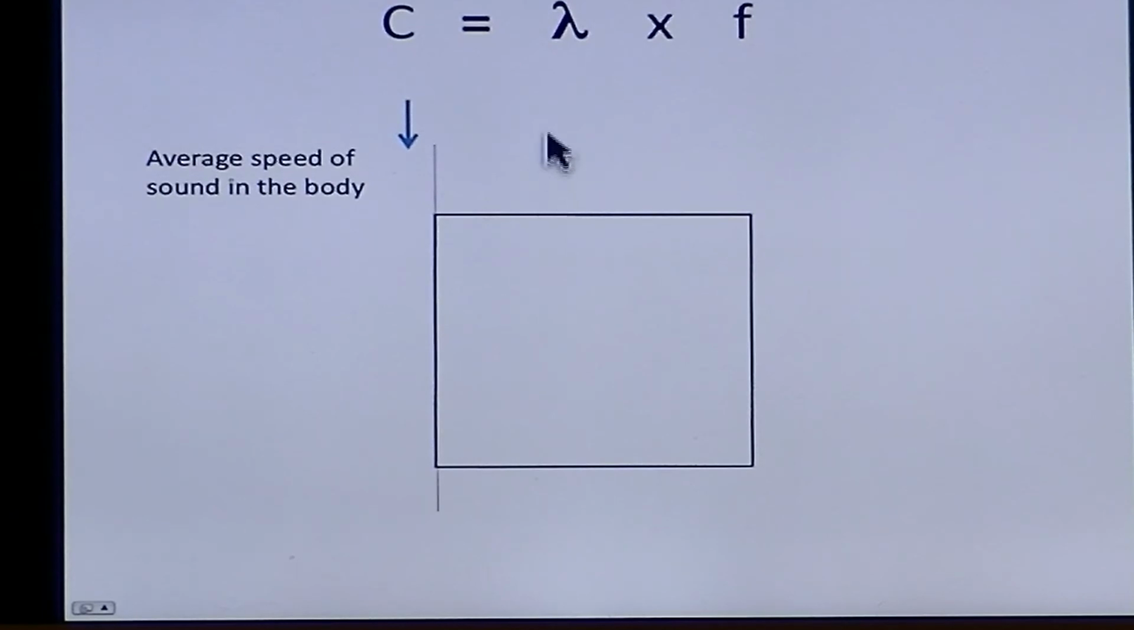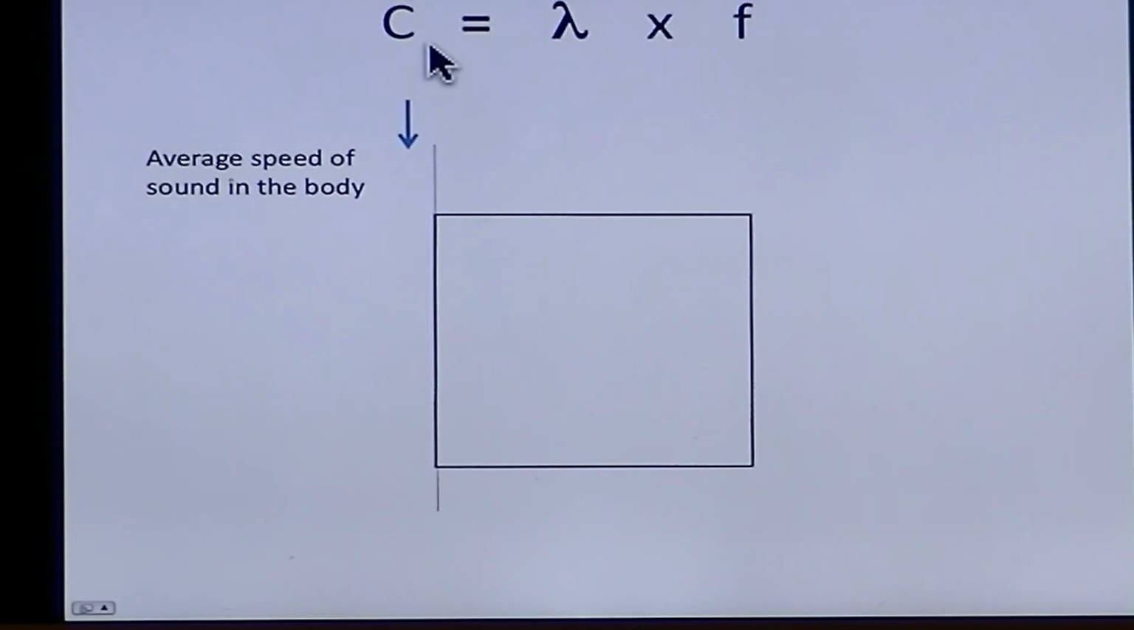Ultrasound physics. I'm going to review the basics of ultrasound physics necessary to help you through musculoskeletal sound. So first off, the speed of sound in the body is equal to the wavelength times the frequency.